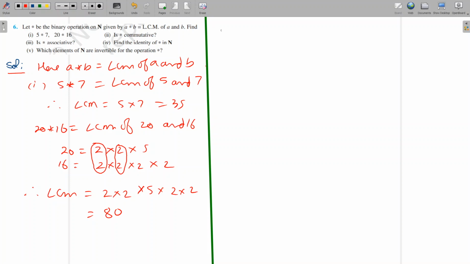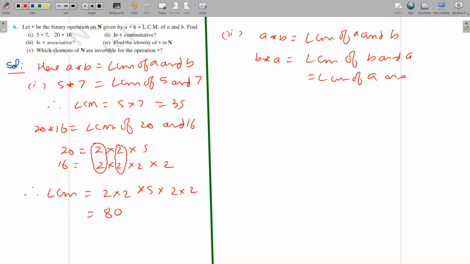Now let us go to the second part, is star commutative. Now what is A star B? A star B stands for LCM of A and B, and B star A is equal to LCM of B and A, and we can also rewrite it as equal to LCM of A and B. Therefore, we can say that A star B is same as B star A. Therefore, star is commutative.